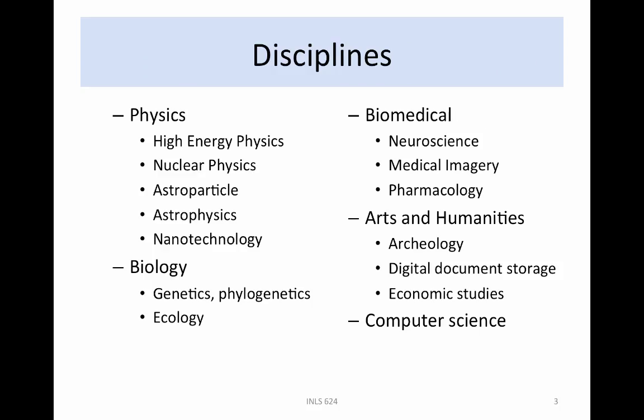The disciplines using this center to manage collections include physics, biology, biomedical applications, the arts and humanities, and computer science. These represent projects in 14 subdisciplines. The high-energy physicists typically store the most data from the experiments at CERN and the Large Hadron Collider. However, the amount of data generated by geneticists is now becoming almost as large. The collection sizes for the arts and humanities tend to be the smallest. Digital document storage is usually the smallest.